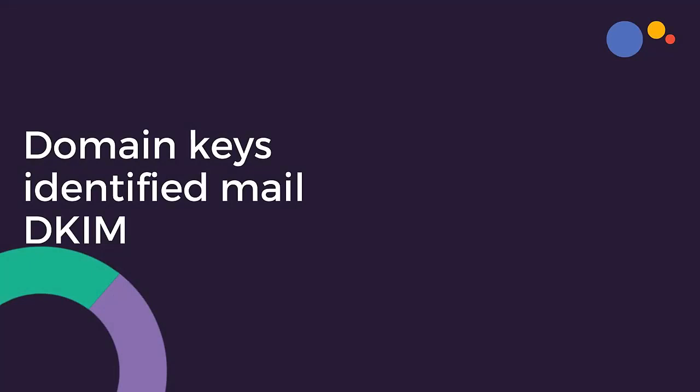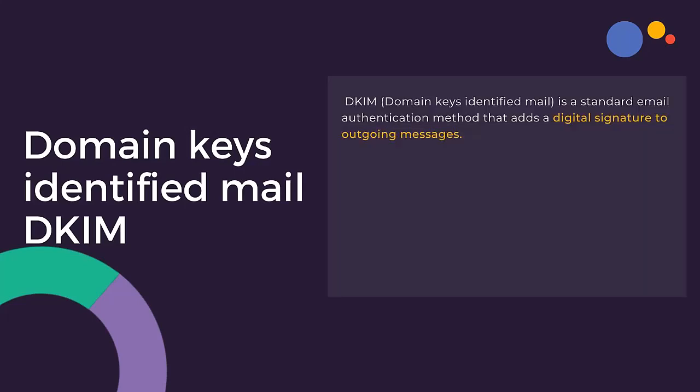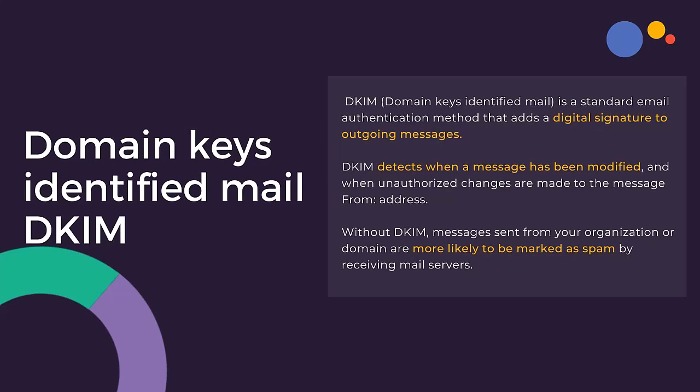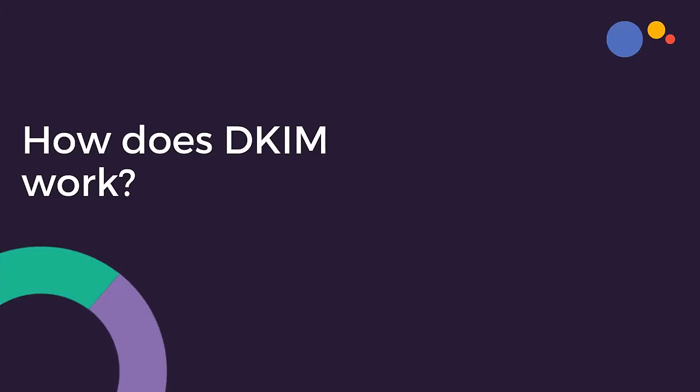Set up DKIM, or DomainKeys Identified Mail, to help protect your domain against spoofing and help protect your outgoing messages from being marked as spam. DKIM is a standard email authentication method that adds a digital signature to outgoing messages. Spoofing is a type of email attack that forges the from address of an email message. A spoofed message appears to be from the impersonated organization or domain. DKIM detects when a message has been modified and when unauthorized changes are made to the message from address. Without DKIM, messages sent from your organization or domain are more likely to be marked as spam by receiving mail servers. How does DKIM work?